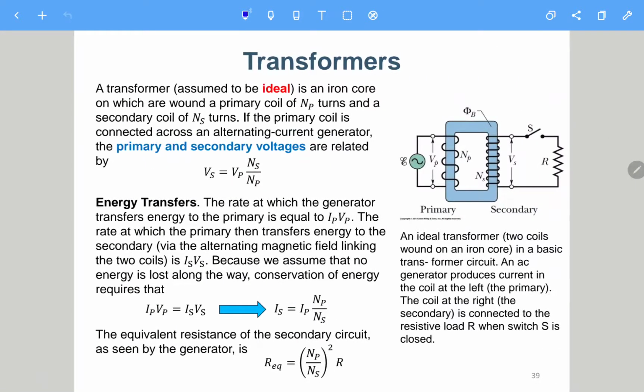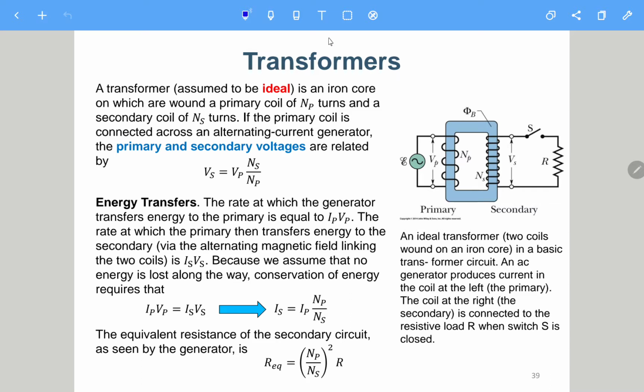Okay. So this is the last part of this chapter, which is about the transformer. The transformer in Chinese is 变压器. It says a transformer, assumed to be ideal, is an iron core on which are wound a primary coil of NP turns and a secondary coil of NS turns. If the primary coil is connected across the AC generator, the primary and secondary voltages are related by this expression.